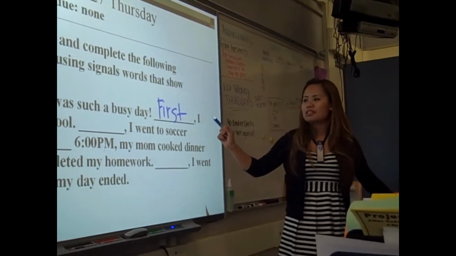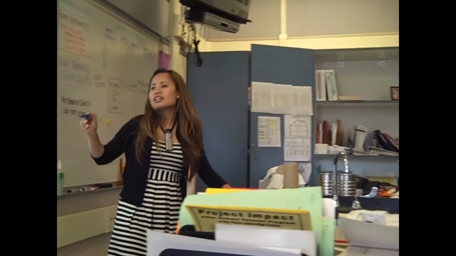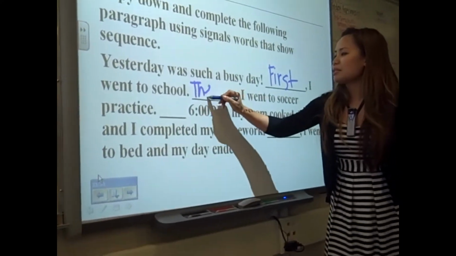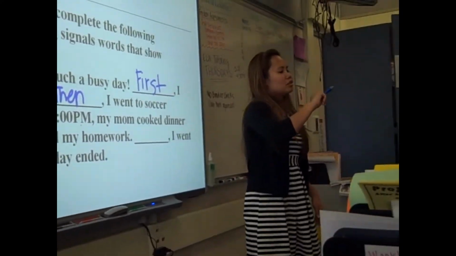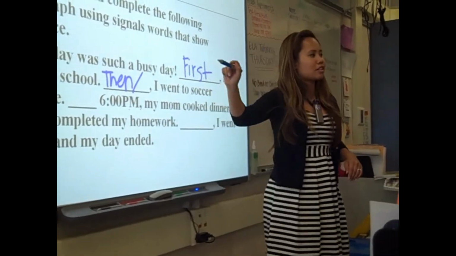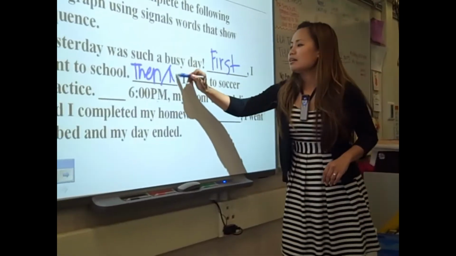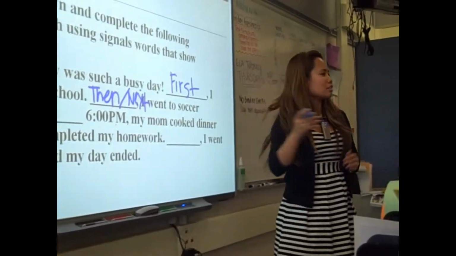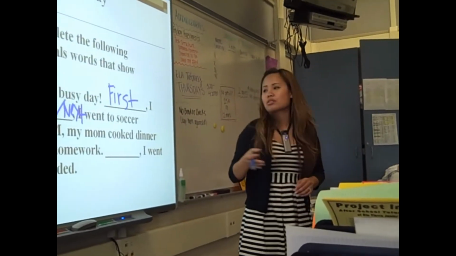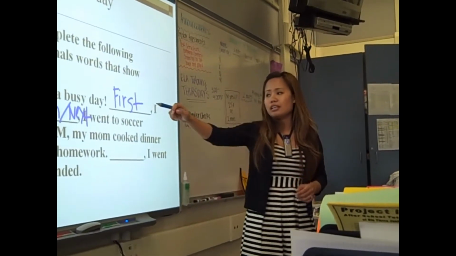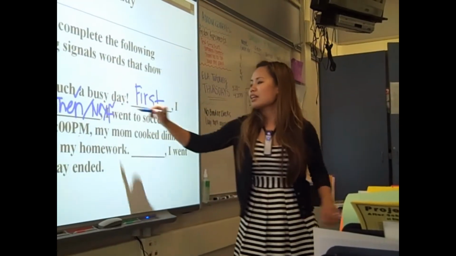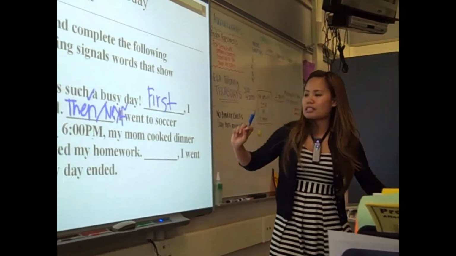And then blank, I went to soccer lessons. What's something else I did? Good. Then, I could say then I went to practice. What else could I have used? I didn't want to use then. What else could I have used? Next. Good. Because we want any signal words that tells us that it's time or some sort of sequence or order. You can use then. Then works and next. Okay. Then I went to soccer practice.